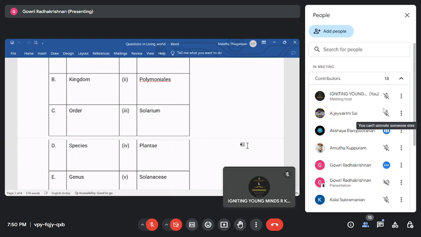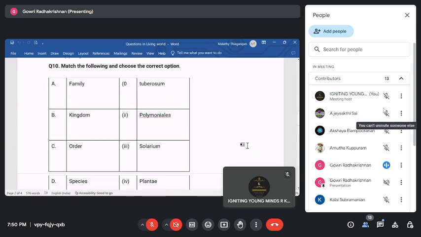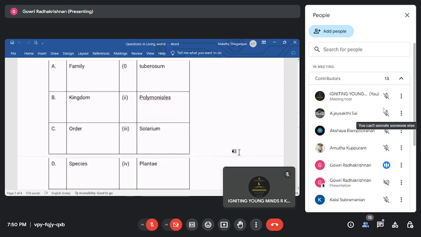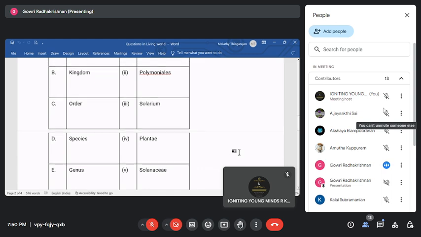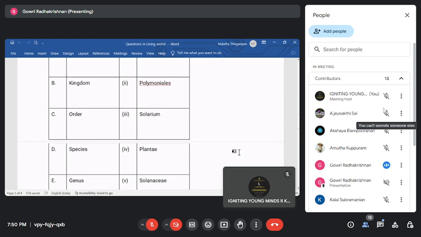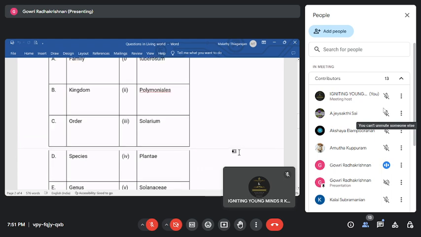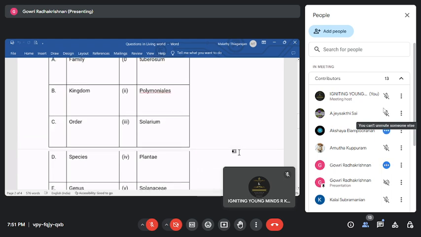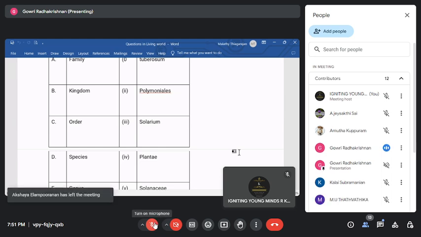Ma'am, the screen is not visible for me, ma'am. Shall I keep moving it? Now it is okay? Yeah, it's okay. One second, ma'am. I'll just rejoin and check. Yeah, now it's okay.